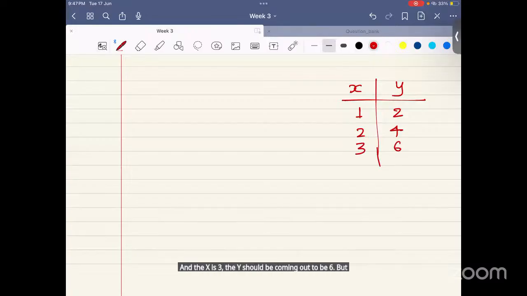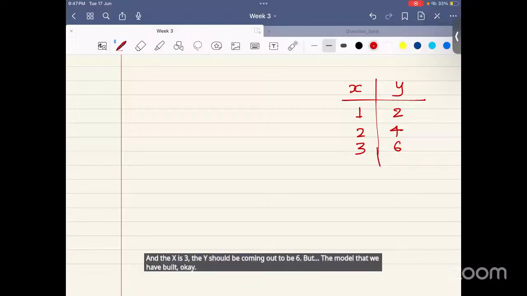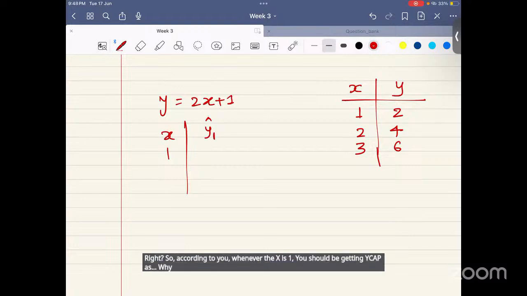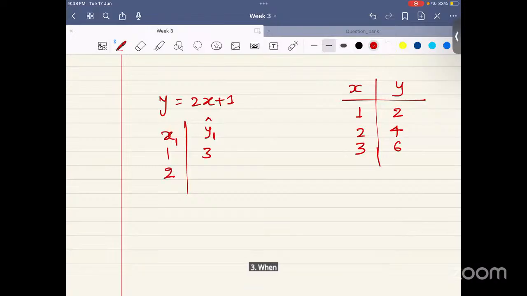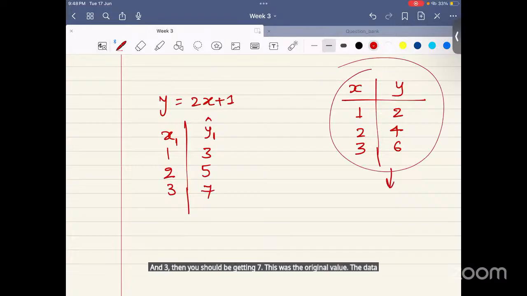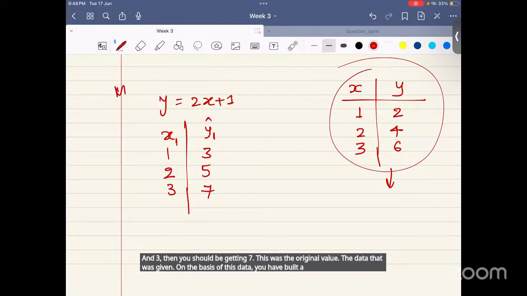But the model that you have built was y equals 2x plus 1. So according to you, whenever x is 1, you should get y cap as y1. When you put x equals 1, you should get y equals what? 3. When you put x equals 2, you should get 5. And for 3, you should get 7. This was the original data that was given. On the basis of this data, you have built a model M1.